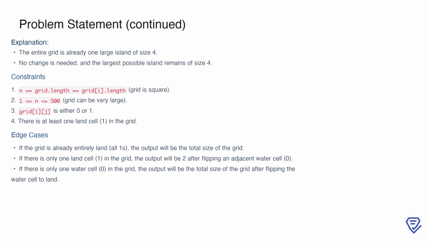Now, consider the problem's constraints and edge cases. The grid is always square, with dimensions ranging from 1 to 500. Each grid cell is either 0 or 1, and there is guaranteed to be at least one land cell. Edge cases include grids that are entirely land, where no changes are necessary, grids with only one land cell, where flipping an adjacent water cell creates the largest island, and grids with only one water cell, where flipping it results in the entire grid becoming land.